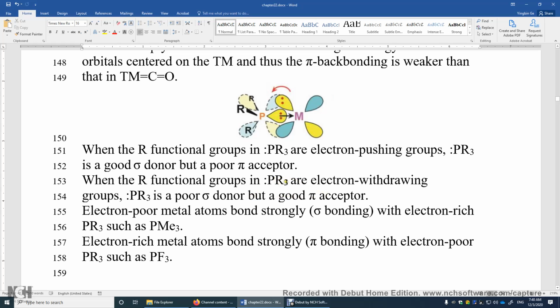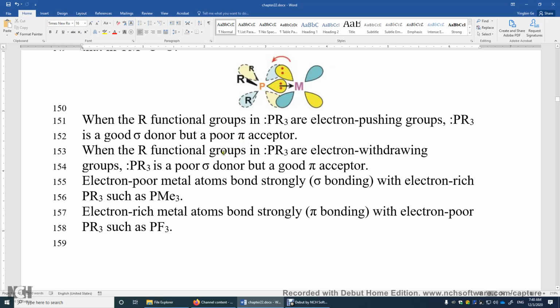If you use PF3, it's going to be a good pi acceptor. The fluorine atoms are electron withdrawing atoms, and they help lower the energy of the empty 3d orbitals centered on phosphorus. So those empty d orbitals on phosphorus are more welcoming, more ready to accept the d electrons from the metal. So they become a good pi acceptor. Overall, it's very difficult to design the functional groups to strengthen this phosphorus-metal bond, because either you have a good sigma donor but a poor pi acceptor, or you have a poor sigma donor or a good pi acceptor.